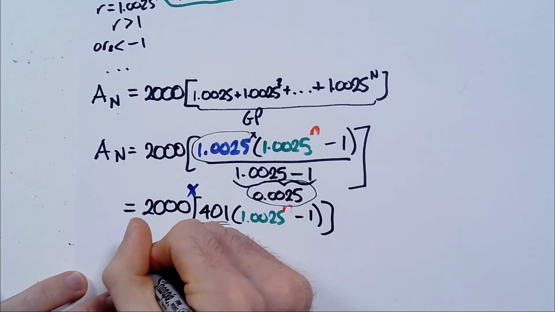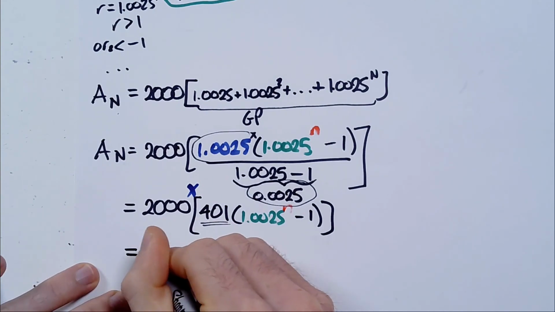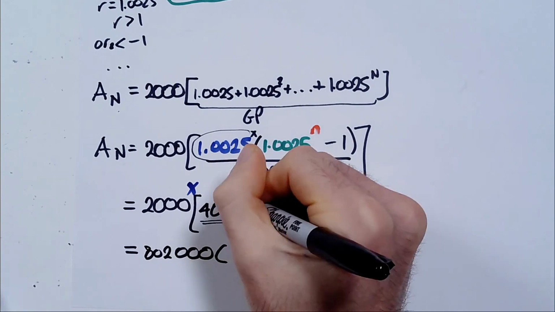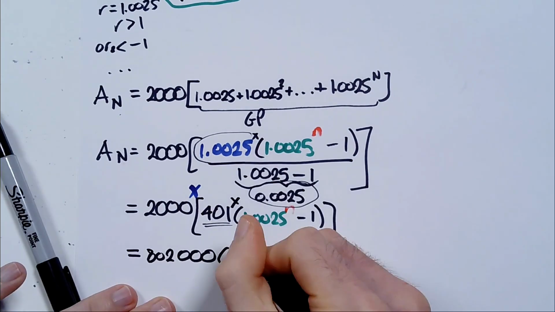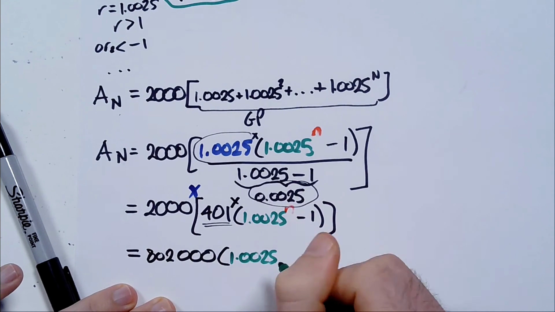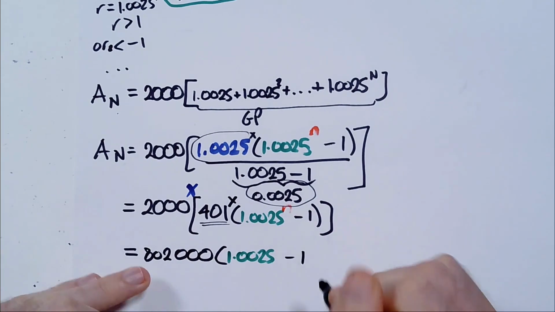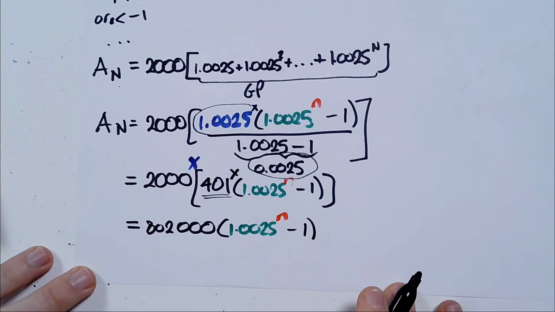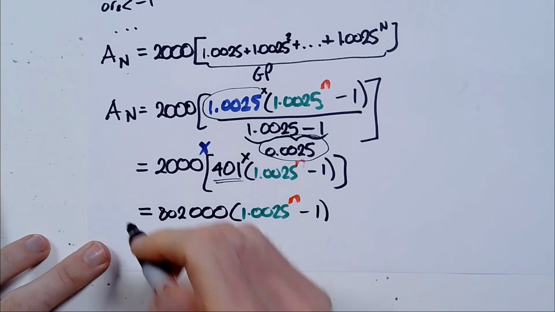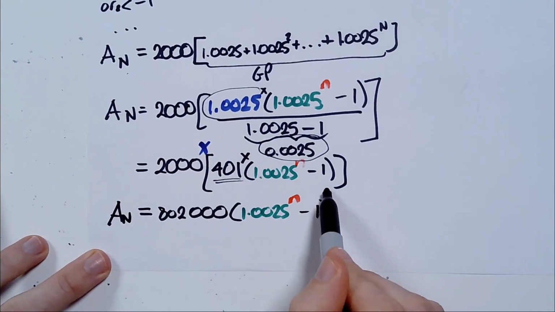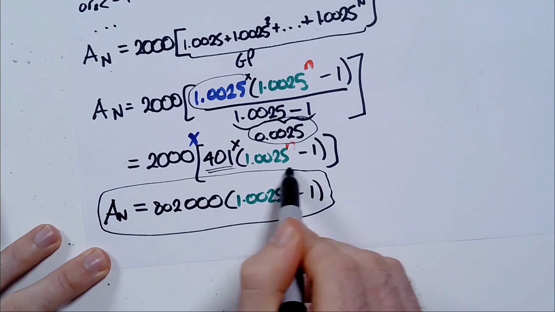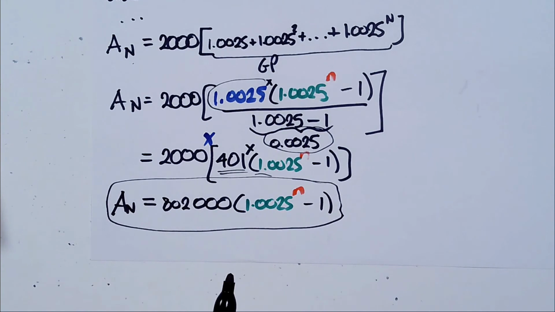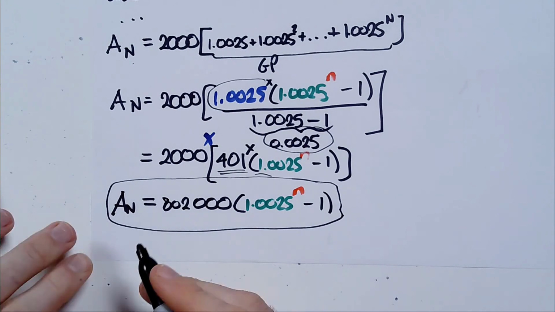So that is going to equal 802,000. And then, because these are all multiplying each other, we are left with 1.0025, still wedged in the bracket, minus 1 with the power there. And there you have it. That's a simplified expression for what it's going to be. So a to the n is given by this expression, which makes things really easy because now we can find the amount of the investment at the end of 240 months.